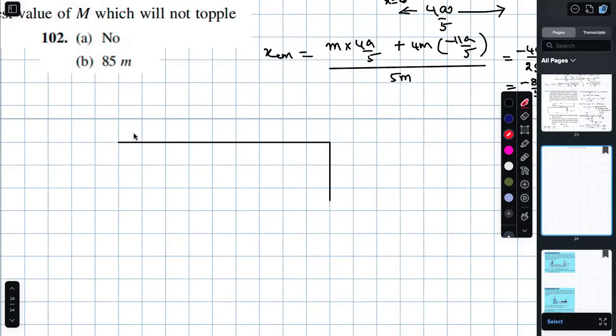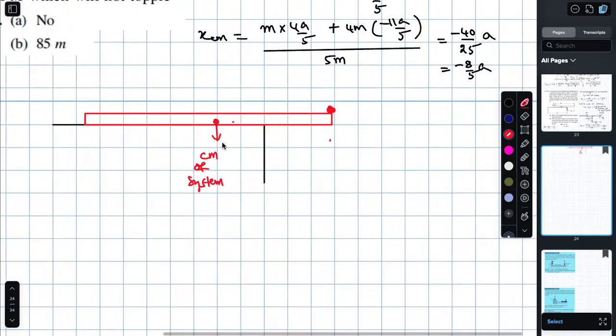And if this is the plank, and here is the insect, then here lies the center of mass of the system, which is at a distance of 8/5 A. Definitely the system will not topple.